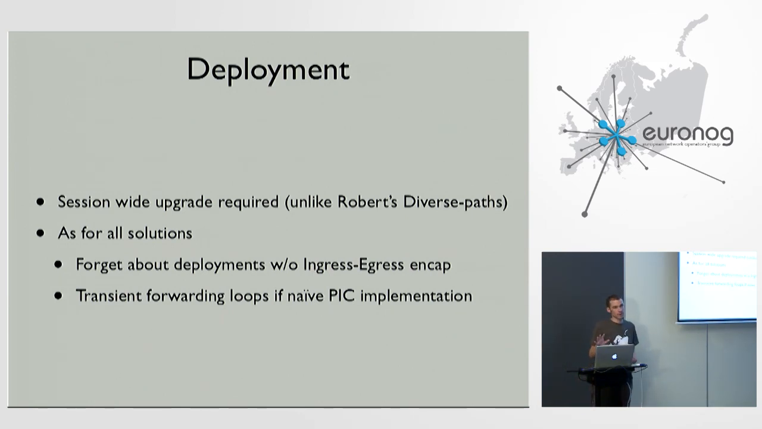There are some implementations of prefix-independent convergence. I'm out of time, sorry. There are some implementations of prefix-independent convergence that are a bit naive and that might lead to transient forwarding loops. So you fall back to the alternate next hop, and if the PIC implementation of that alternate next hop is naive, it might not figure out that it receives traffic that is deflected towards it and send the traffic back to the primary next hop, which has failed, right? So watch out that your vendor takes that into consideration when you deploy a technology like that.